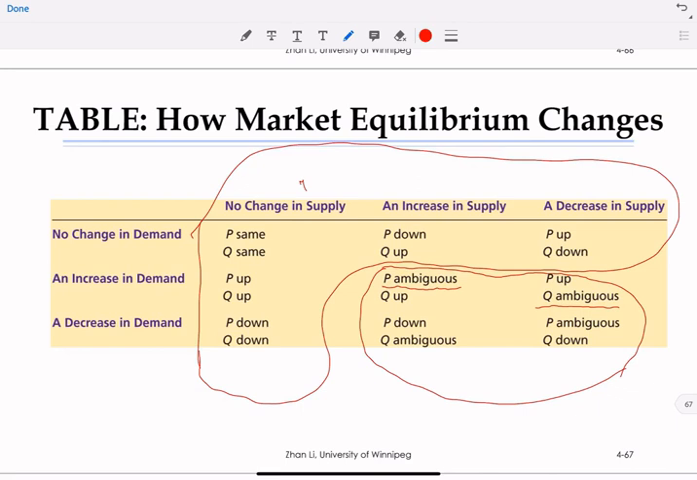And my recommendation is you don't really need to memorize this table, right? You should be able to draw out the demand curve and the supply curve and see how the changes in the curves will affect the market equilibrium. And then you should examine how market price and market quantity should change because of changes in supply and demand.